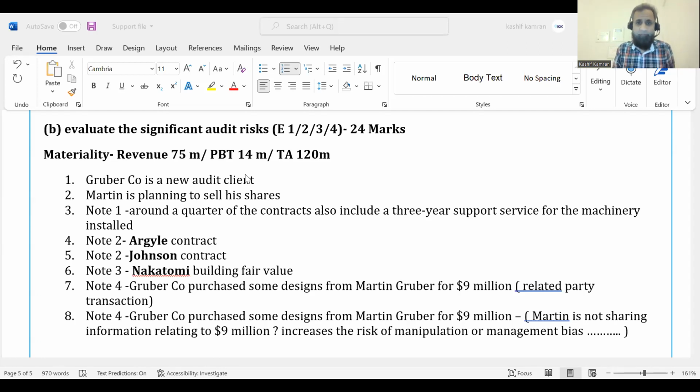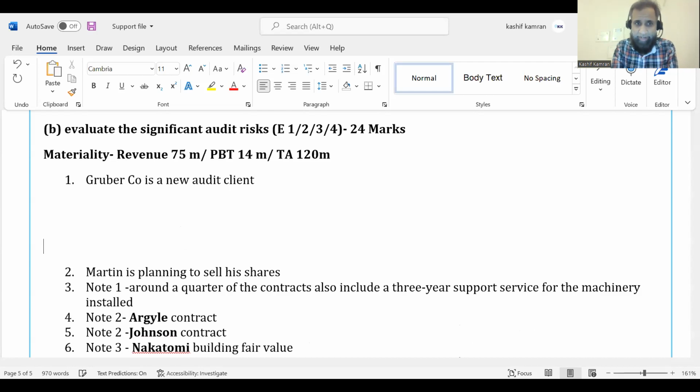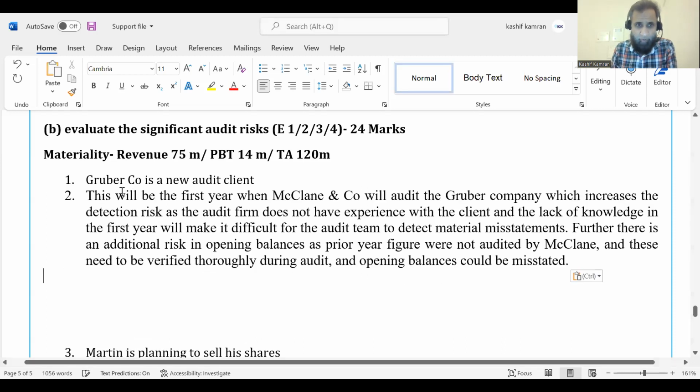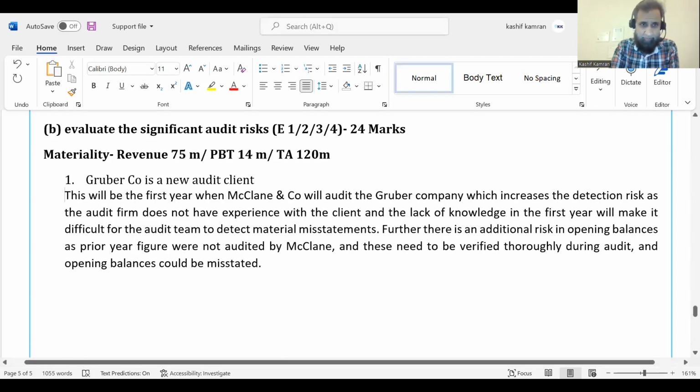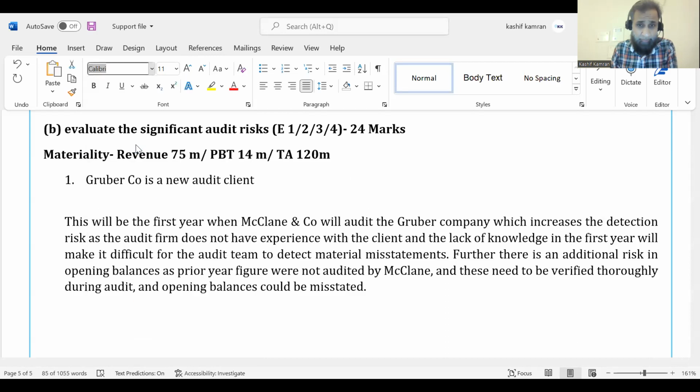Okay, let's go back. Grubber is a new client, right? That's the easiest one to write in exam paper. And when you say Grubber is a new client, that's an easy risk to write. And how would you be writing it? For example, if I can just copy my answer I've written during the break to save my time. This is what I wrote. Just let me bring it back to your support file. I hope you can see the support file back again. This is what I wrote in the break, just to save my time and your precious time. And we can write much greater answer.